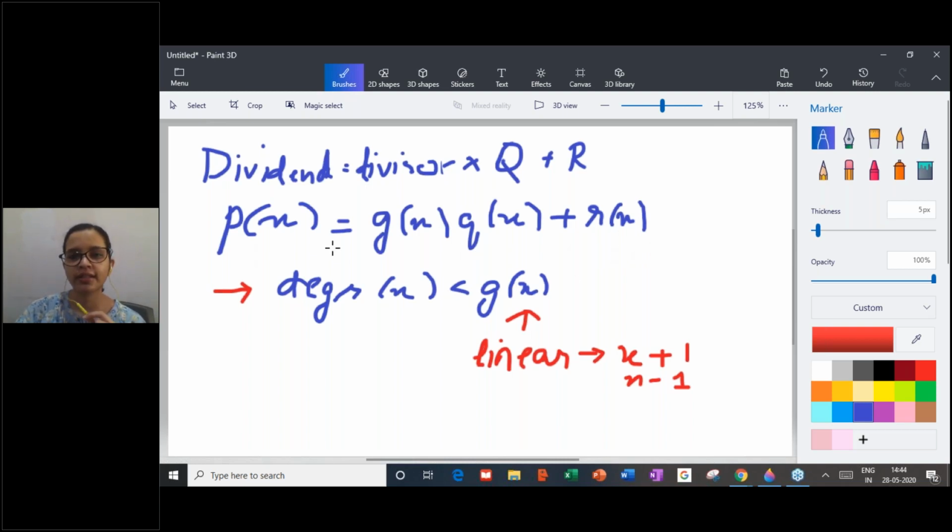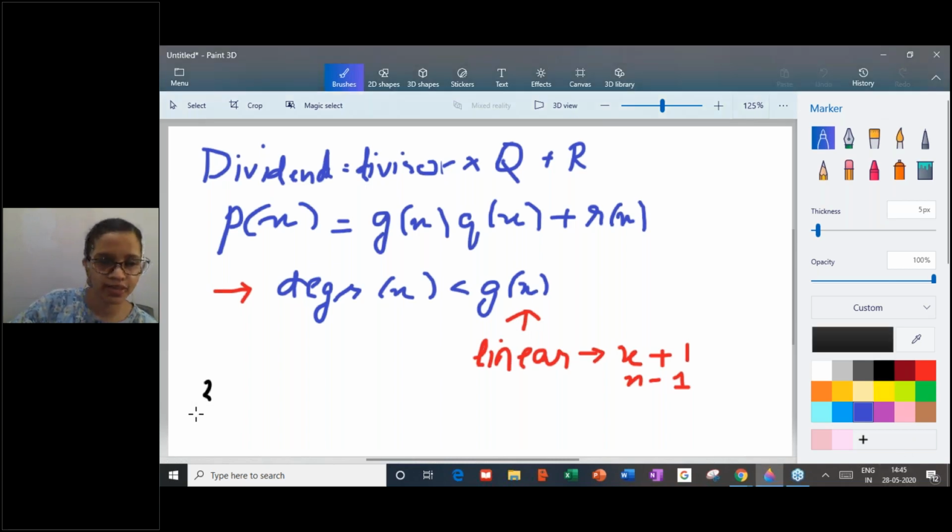Okay, so when you note this equation down, a key point to remember is the degree of the remainder. If you look at the division we just did, of 3x square plus x minus 1, we got the remainder as 1, right? And we got the quotient as 3x minus 2. So in the previous division, we got the quotient as 3x minus 2, remainder as 1. And what was g of x?